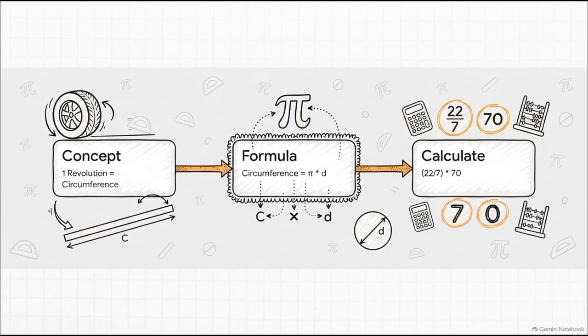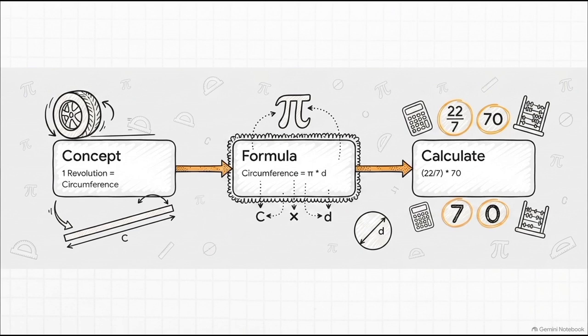Step 1 is the conceptual hack. The distance of one single revolution of a wheel is exactly equal to its outer edge, its circumference. Imagine cutting the tire and just laying it flat on the ground. Step 2, bring in the formula. Since we already know the diameter, we use circumference equals pi times diameter, or pi d.